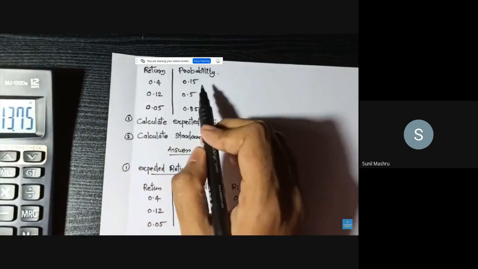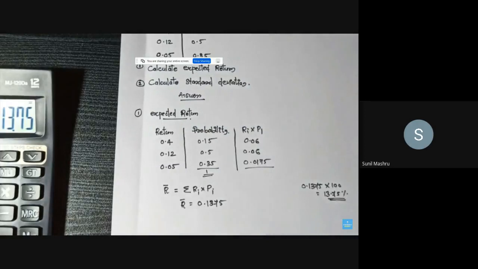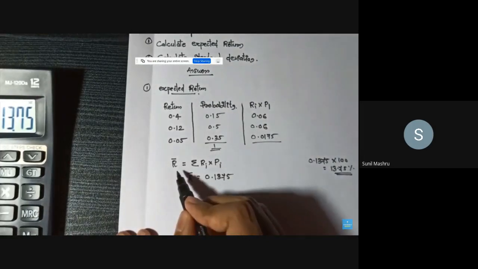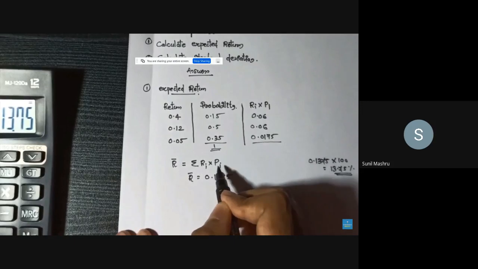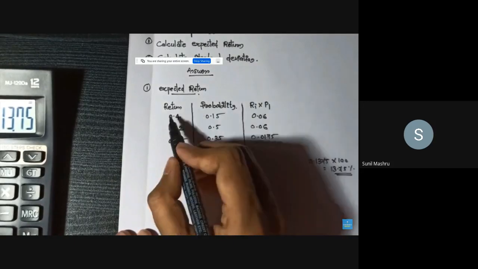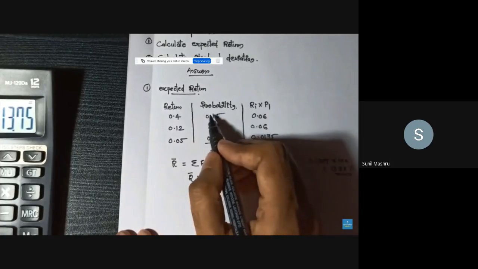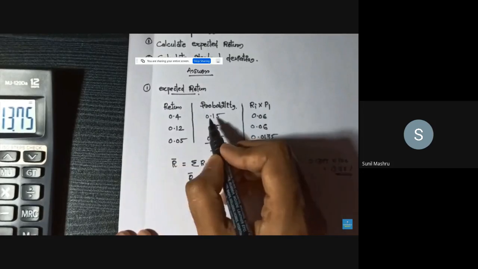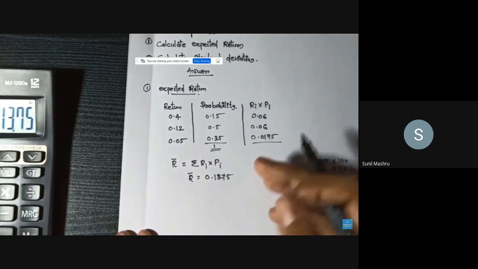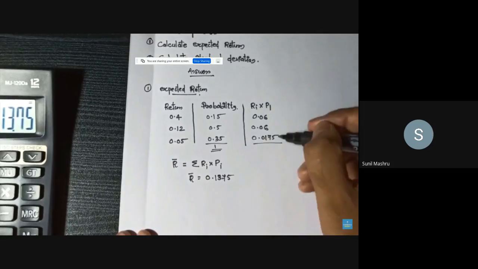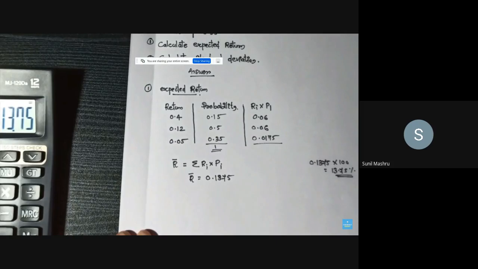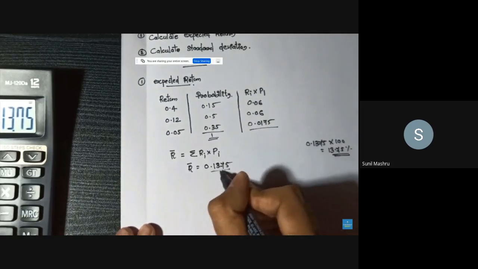Here the return and the probability are given in decimal form. So the equation to find the expected return is sigma Ri into Pi. What is Ri into Pi? We have to multiply the concerned return with the concerned probability, that is 0.4 into 0.15, like that. So we find all the Ri into Pi, then add them all to find the expected return, and we find the expected return here.